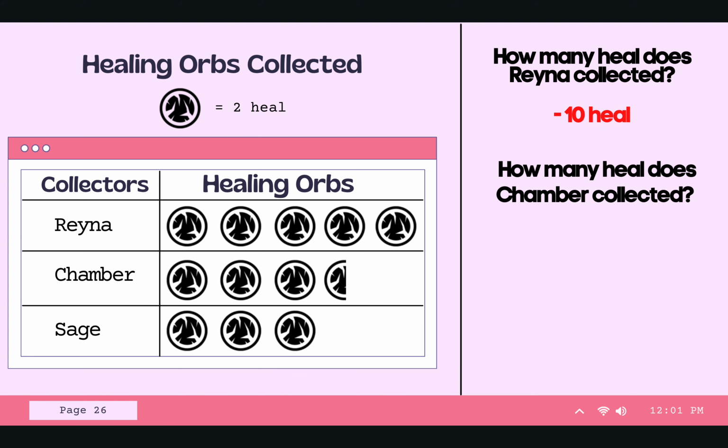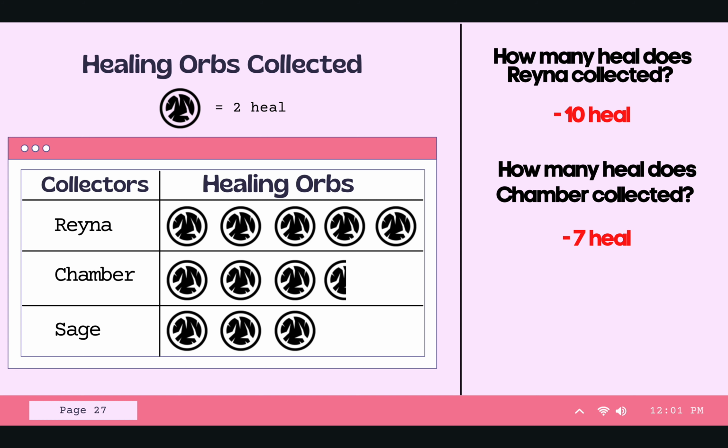Second question. How many heal does Chamber collect? Chamber collected 3.5 orbs: 1, 2, 3.5. So if we multiply again the orbs by the key, we will have 6 for the three whole orbs: 2, 4, 6. But since we have a half orb, it's only equivalent to 1 heal. So the total heal Chamber collected is 7 heal.